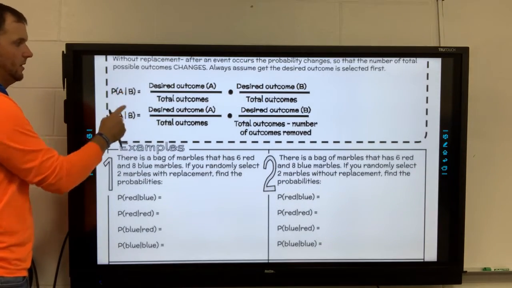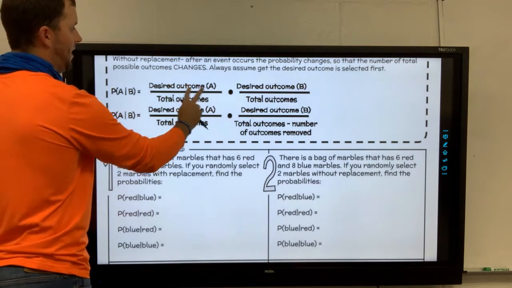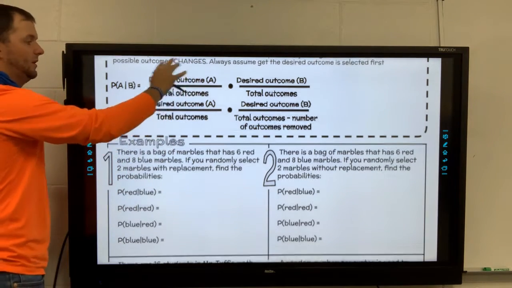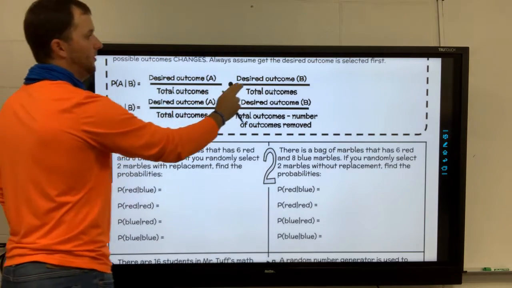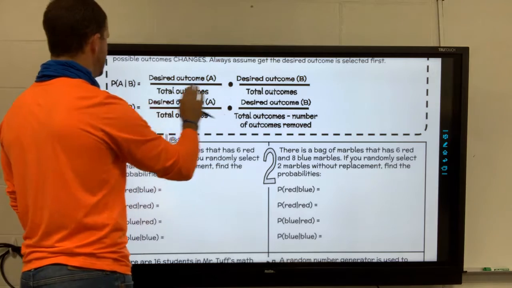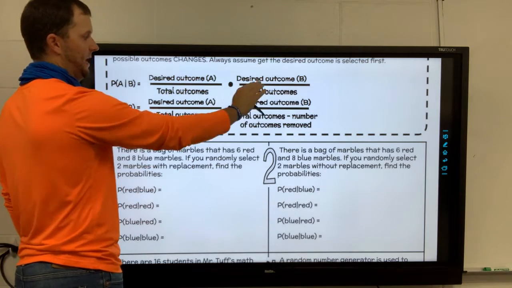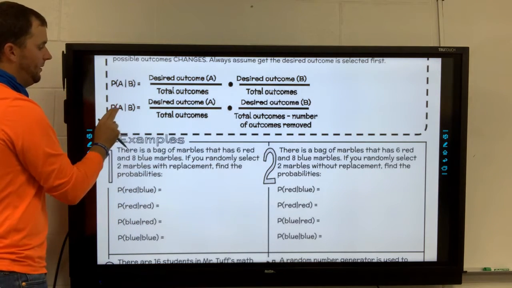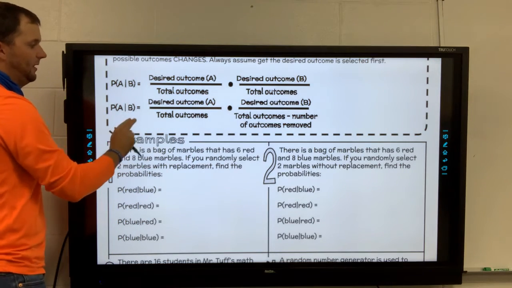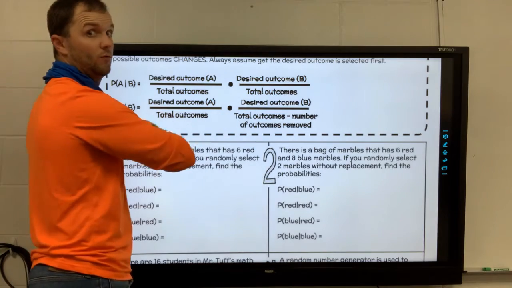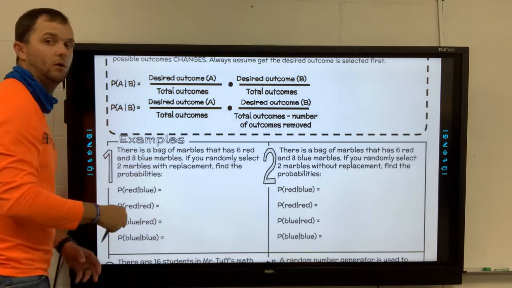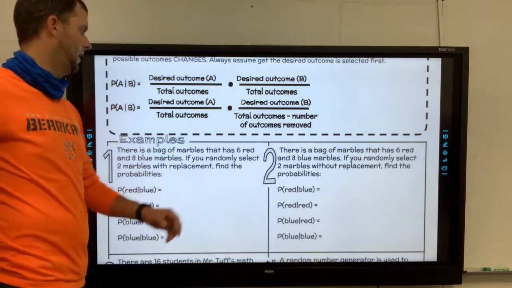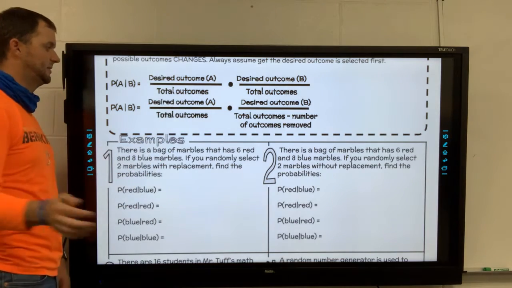It's given. So right now you're going to take the desired outcome of A. Like if you need to find the probability of A happening multiplied by the desire of B, this is with replacement, okay? The probability of A given B happening, and this is an example of not replacement, or it means I'm taking it out, okay?